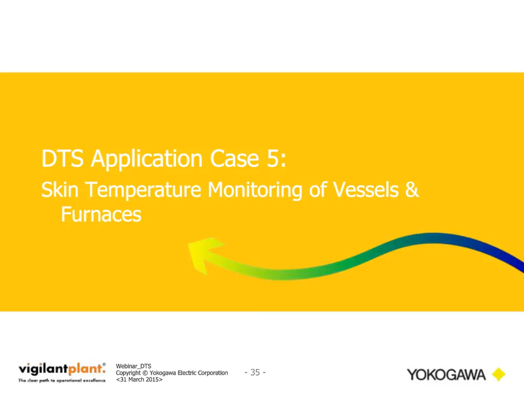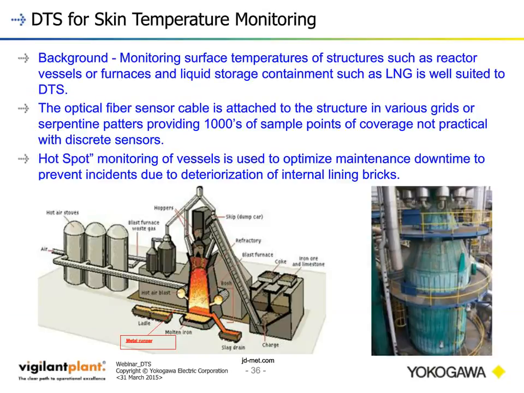This case here that I want to take a look at is skin temperature monitoring, and this comes in a range of shapes and sizes of structures to be monitored. But in the case of a furnace or high temperature reactor vessels, those vessels are essentially a kiln or an oven. Obviously, inside there's an insulation material that's used to keep the heat inside the vessel where the controlled reaction is taking place. But those insulating materials do break down and age as a result of temperature cycling and heat.